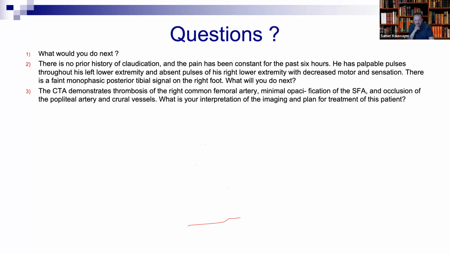Then after inflow correction, I will go down the SFA with a 3 French Fogarty until I find good backflow. Also, I will go for profunda thrombectomy. Then finally I will do a final angiography to see if the crural vessels are patent or not patent.